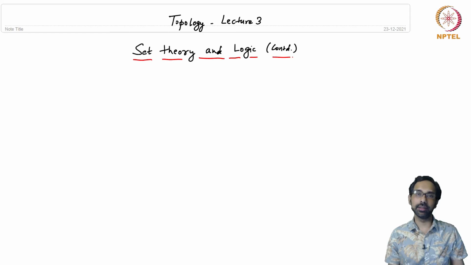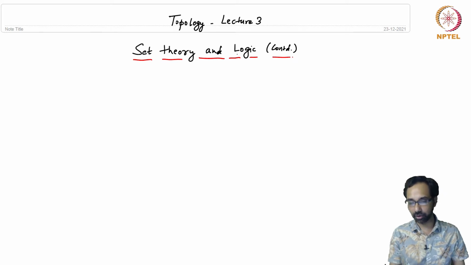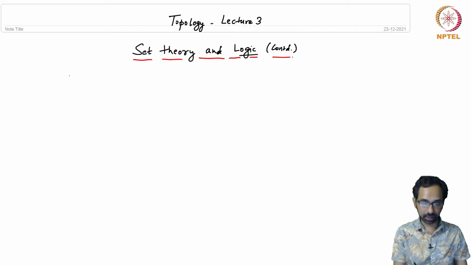In the last lecture, we saw some basic concepts of set theory and some set theoretic operations as well. In this lecture, we will continue with that theme, and today we will talk about the second part, which is logic. So, what is mathematical logic?